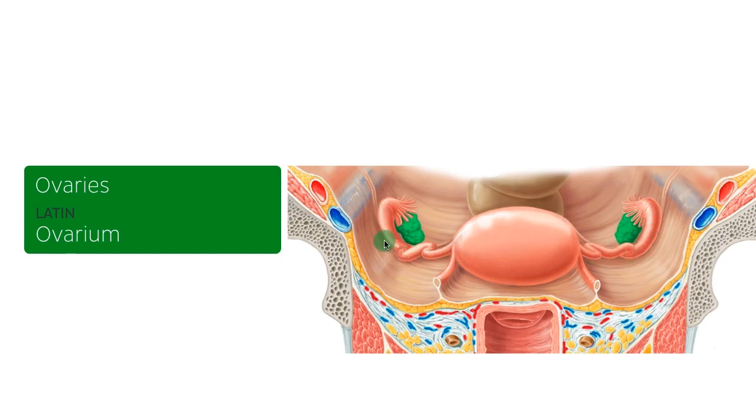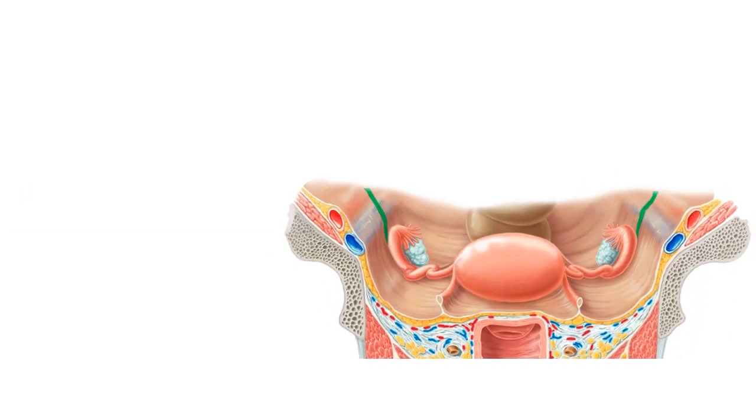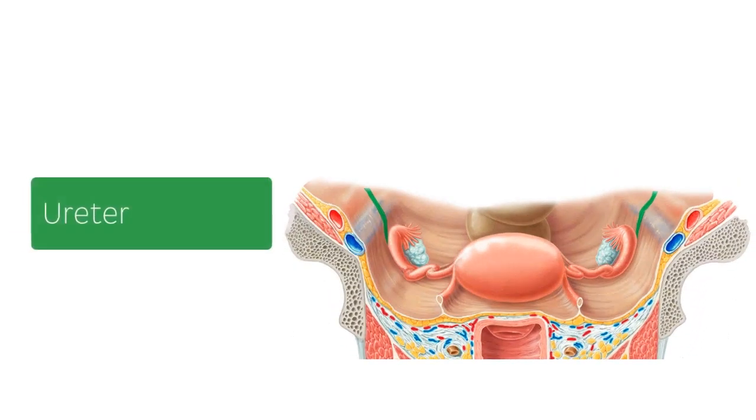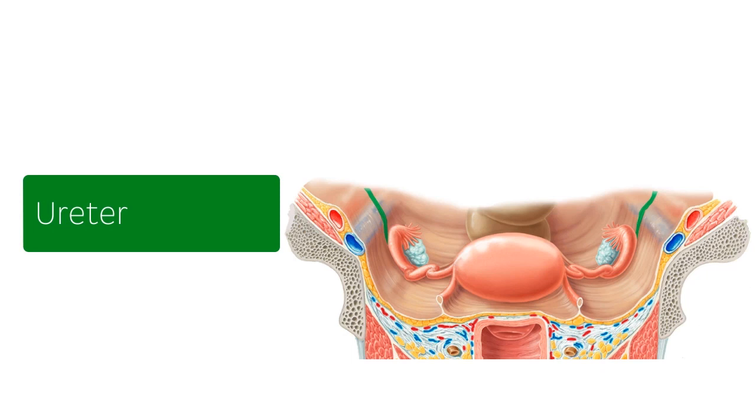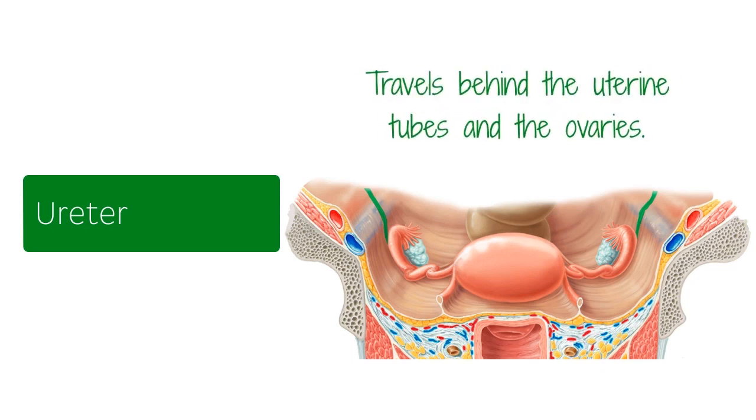And as we were speaking of the ureters, we might as well point them out. So they are here highlighted in green. And you can see these traveling behind the uterine tubes and the ovaries. And of course, the ureters arise from the kidneys and carry urine to the bladder. And as you can see, the ureter is initially located superficially to the external iliac vasculature, the elements of which we will discuss next.